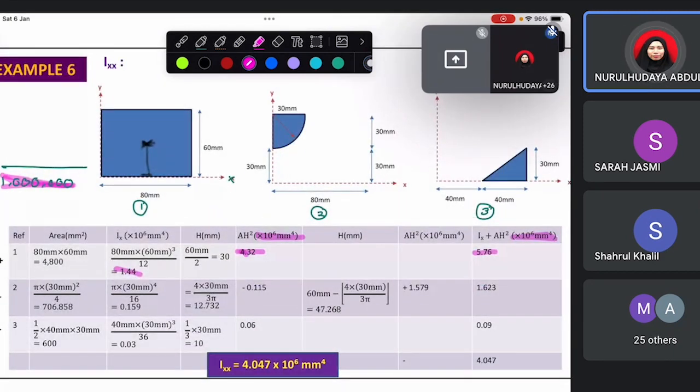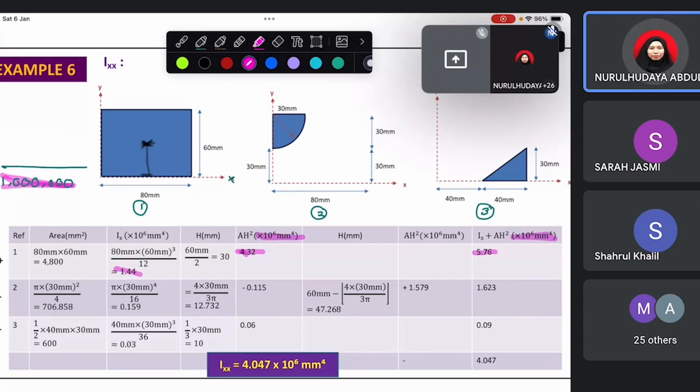So, I take the quarter circle as number 2. So, the area for a quarter circle is pi r square. That is for a full circle. So, for a quarter, divide by 4.